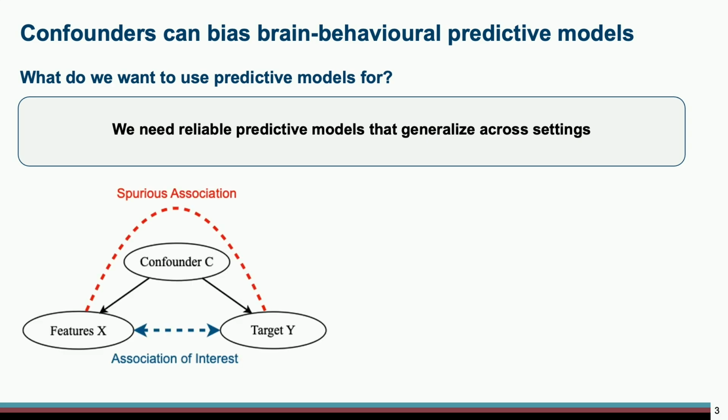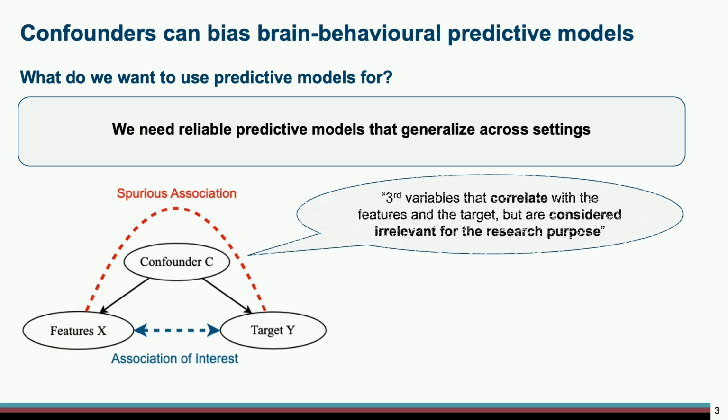The problem, however, and I think most of you are aware of this, is that we have confounding variables that introduce spurious association and thereby mask the association of interest between our brain features and our behavioral target. Oftentimes, confounders are defined as any kind of third variable that correlates with the features and the target, but is considered irrelevant for the research purpose.